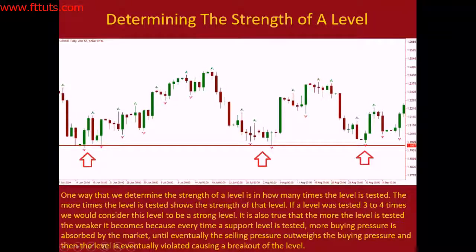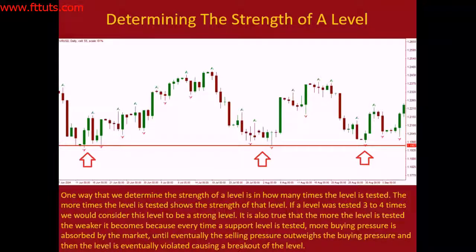So we want to know the strength of a level. We want to know if the level is strong, if the level is going to hold. And there's ways to determine the strength of a level. One way that we determine the strength of a level is in how many times the level is tested. The more times the level is tested shows the strength of that level. If a level was tested 3 to 4 times, we would consider this level to be a strong level.